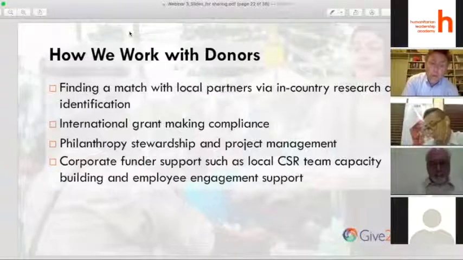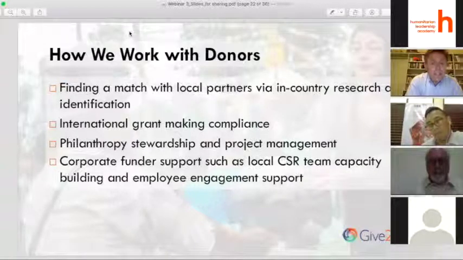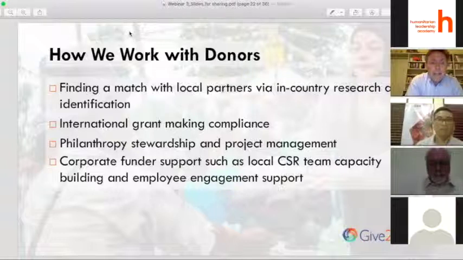So the way that we work with donors is we identify what they're looking to fund, and we try to find a match with organizations in the countries and in the communities that they care about. And some of that work is done via research that we carry out. And then once that happens, we act as a sort of steward and project manager for the projects that are being funded by those donors, those corporations, or by those families, or by those individuals.